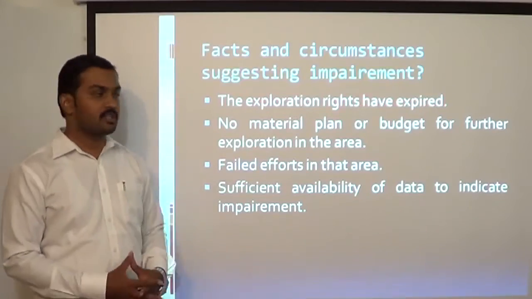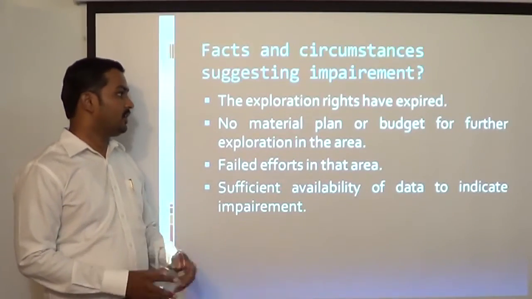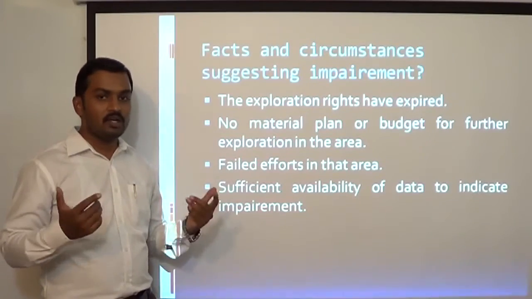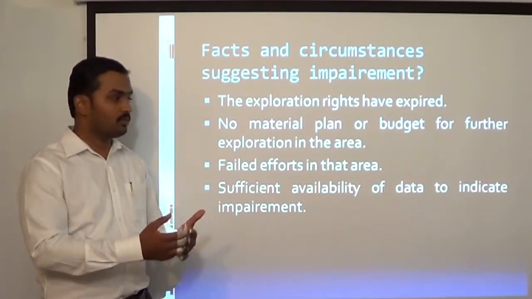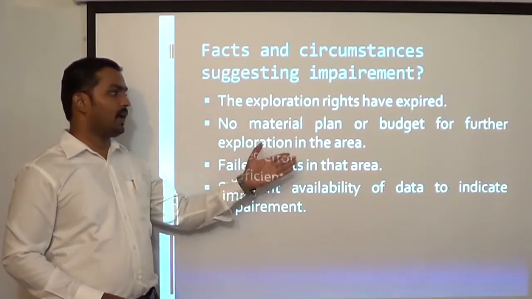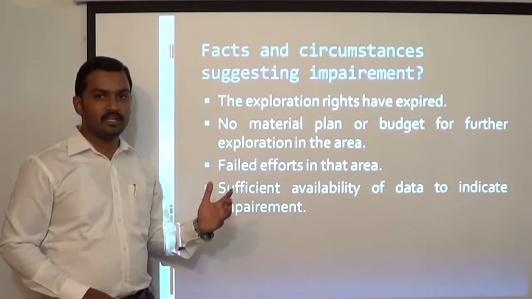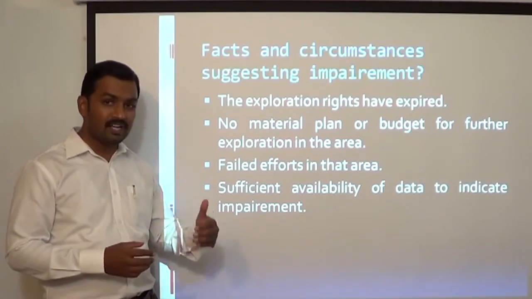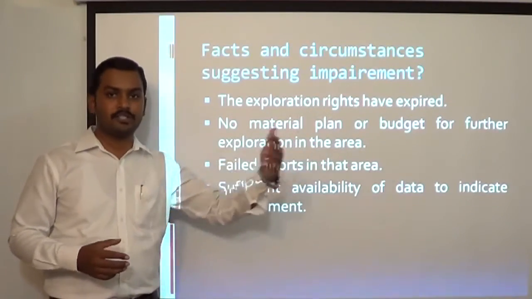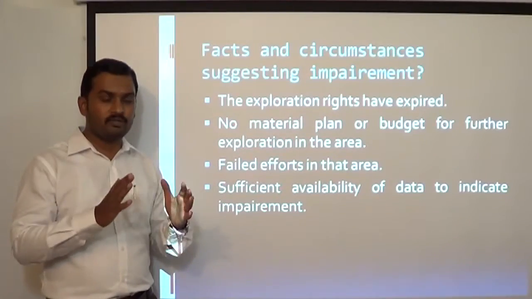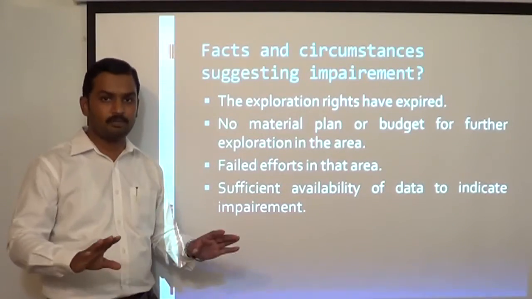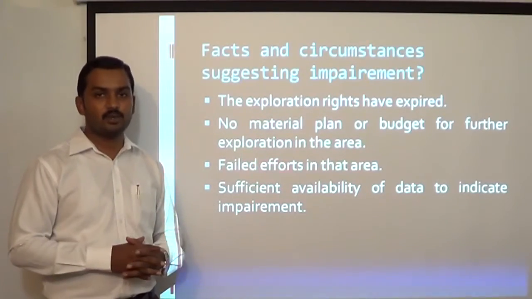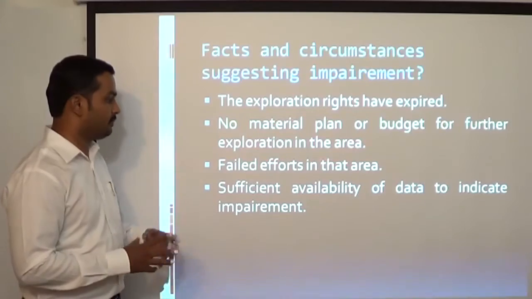Now, facts and circumstances which suggest impairment. Exploration rights have expired. Our rights to explore have expired, so it is now meaningless to show that it is an asset. Next, no material plan or budget for further exploration in the area. The management has not approved a material budget or does not have a plan to conduct further exploration and evaluation. That means the management has come to a point where they say it is enough. We want to stop this activity because it's a failure. It's an indication that you have to start checking the exploration evaluation asset for impairment.